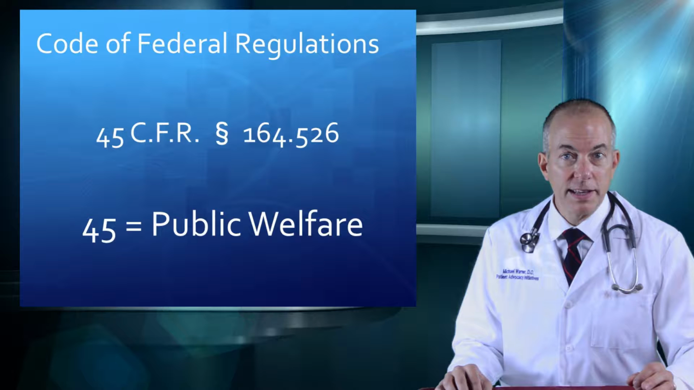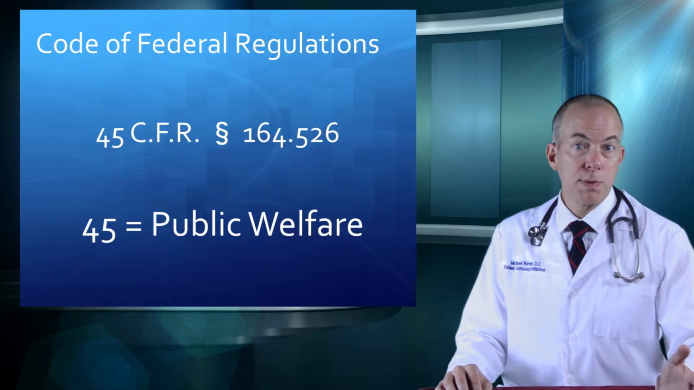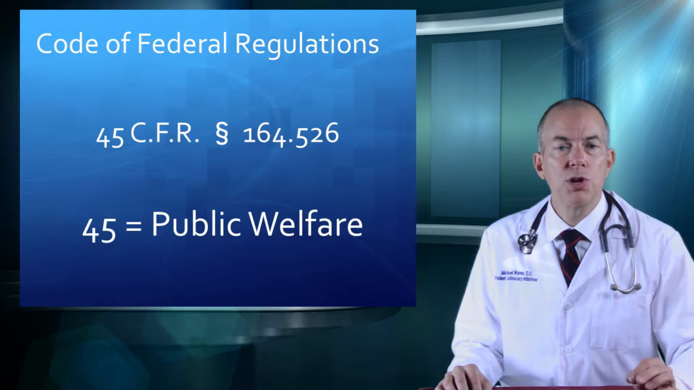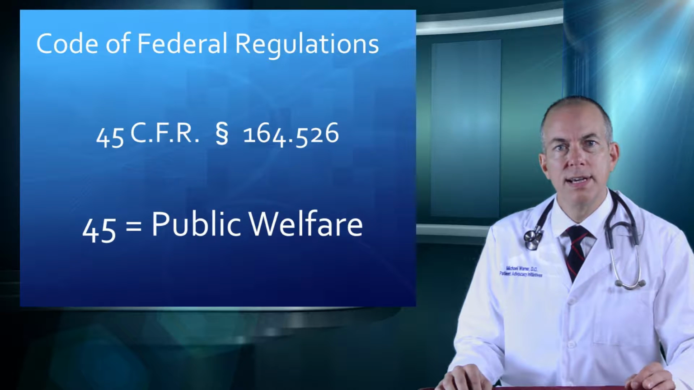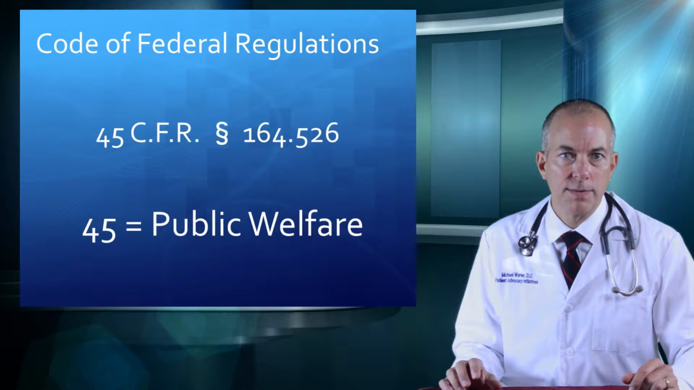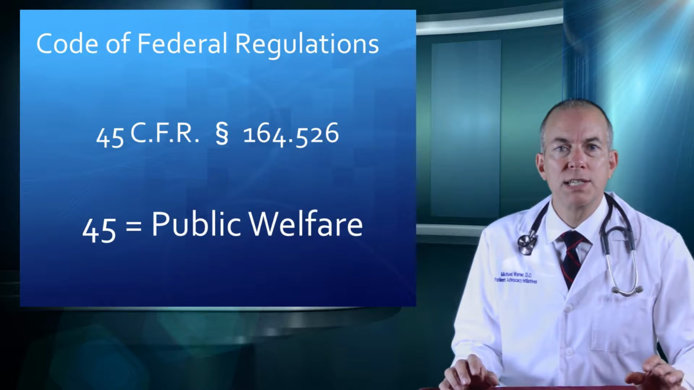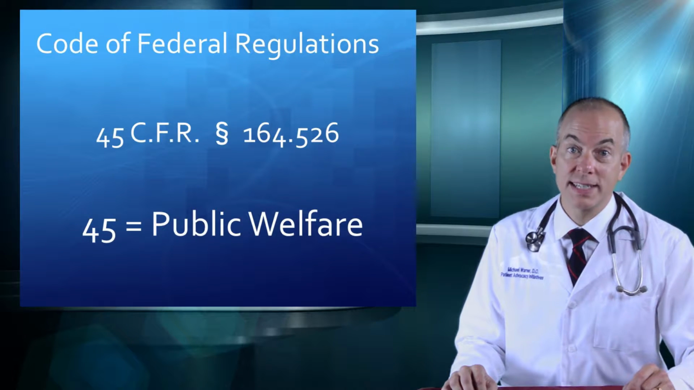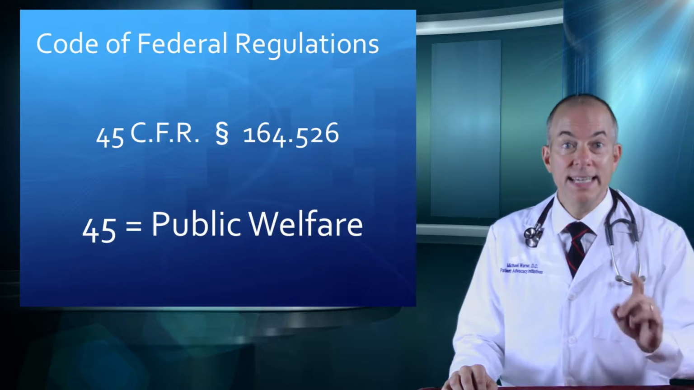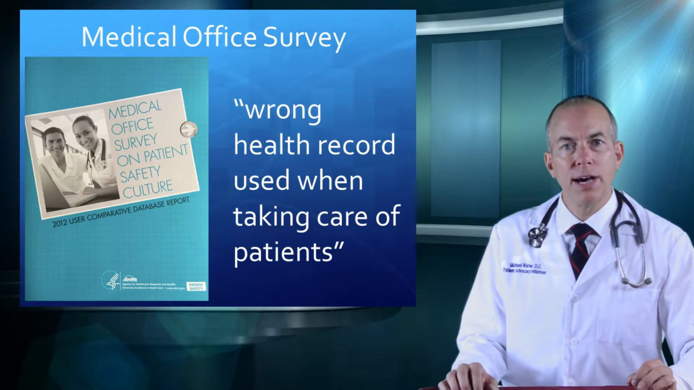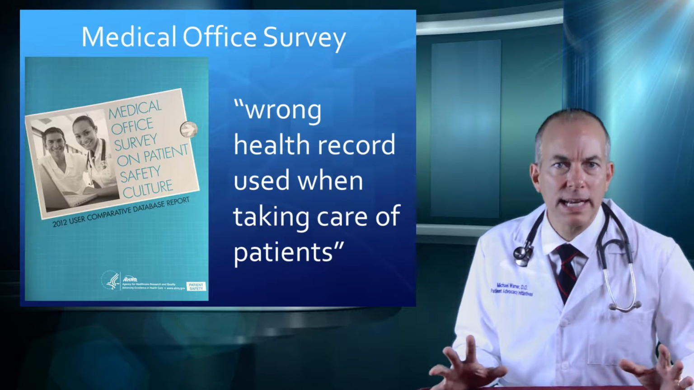The Code of Federal Regulations, Title 45, which is public welfare, Part 164, Section 526, showcases the patient's rights. Patients have a right to request to amend their health record. If a person is an authorized personal representative of this patient, then this person is to be treated the same as if he or she is the patient. As mentioned in an earlier module, amending the health record is tied with complexity.